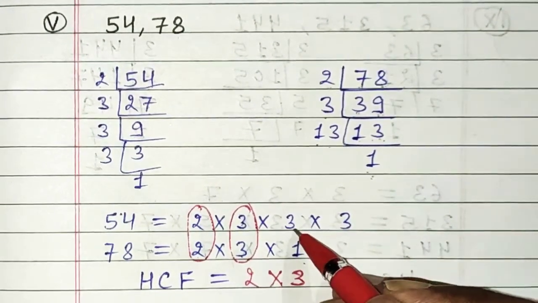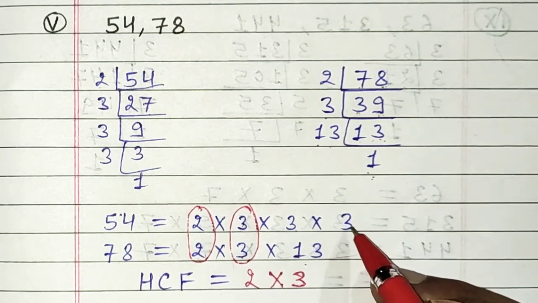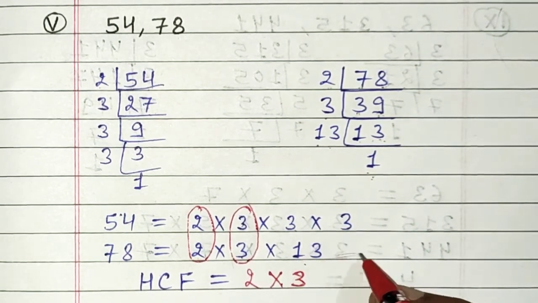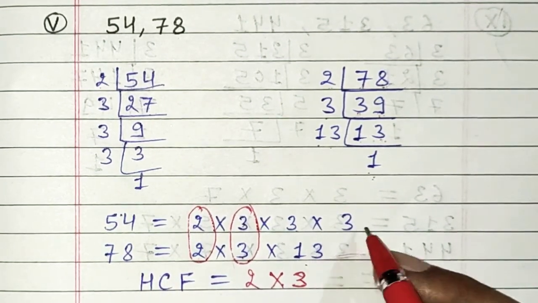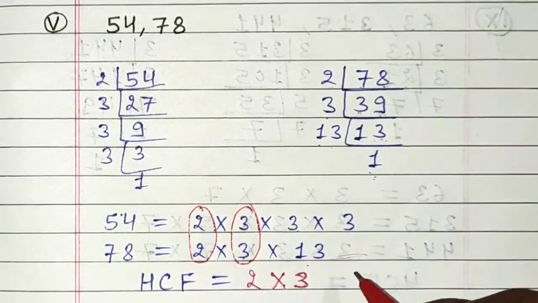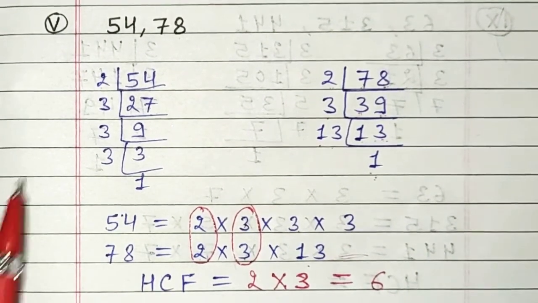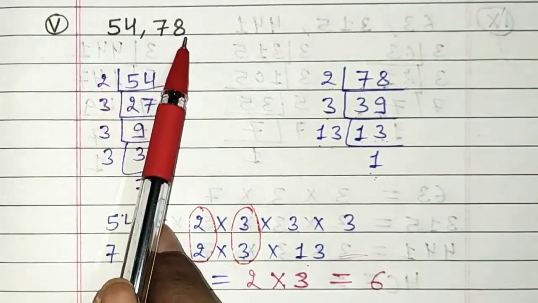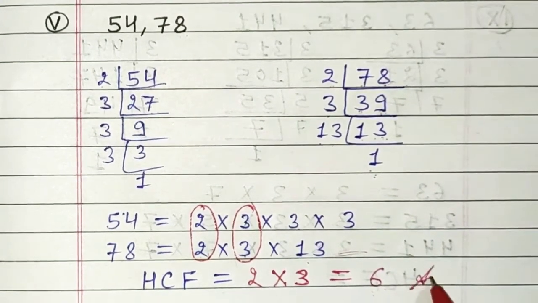Now after that 3 is here, but no other 3 is present in the factors of 78. 13 is here, but 13 is not present in the factors of 54. So our SCF will be 2 into 3 will be 6. So the SCF of 54 and 78 will be 6. Okay, this will be our answer.